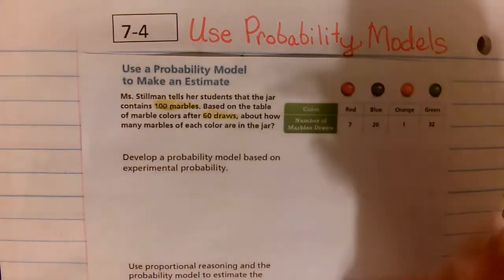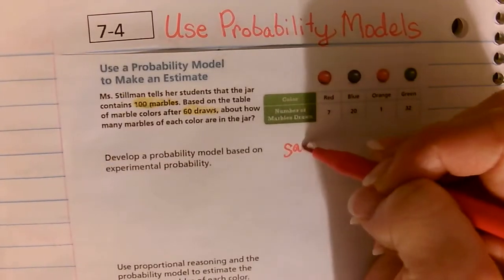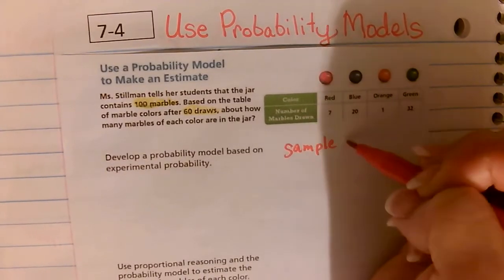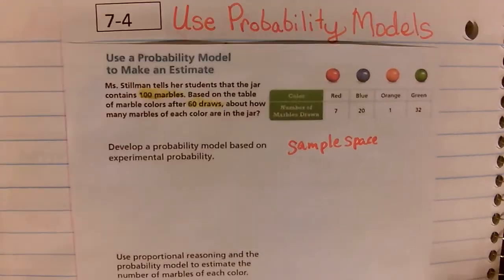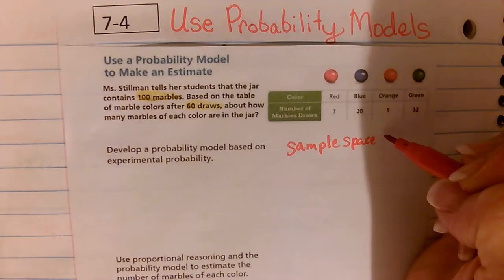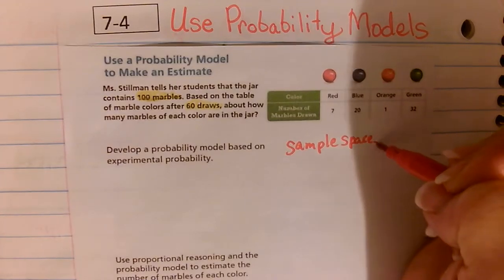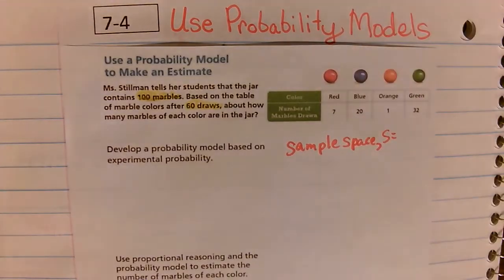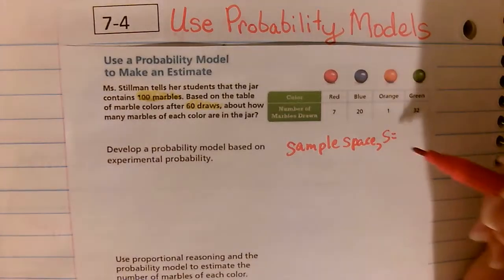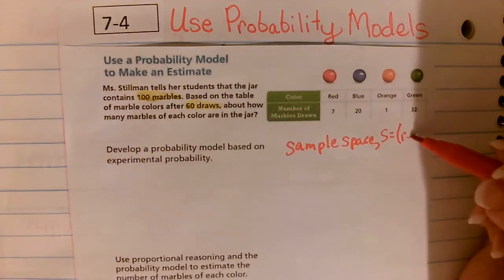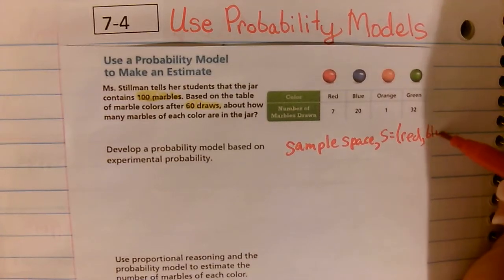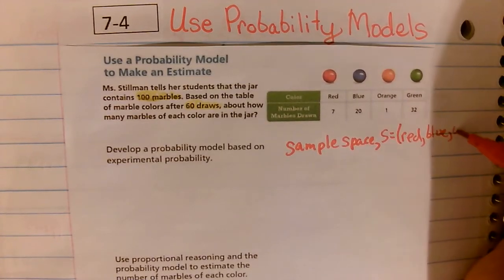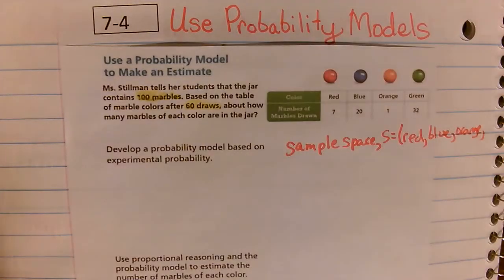First, the sample space, which I'll write right here, or better known as S, is equal to, let's see here, red, blue, orange, comma, or green.